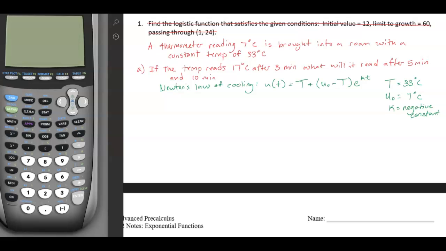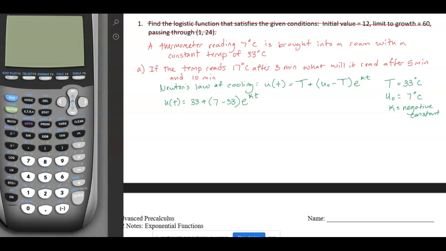First things first, let me go back so I can see this. So now I'm just plugging in the values into my equation. Big T was 33 plus U sub 0, which is 7, minus big T, which is 33, times e raised to the power of k times time.